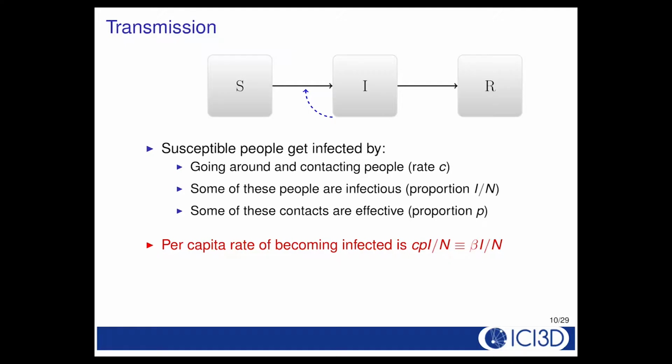And so the per capita rate at which susceptibles become infected is CP, it's the contact rate times this proportion of people that you meet who are infectious times this probability, and at the population level, that comes out to beta SI over N.